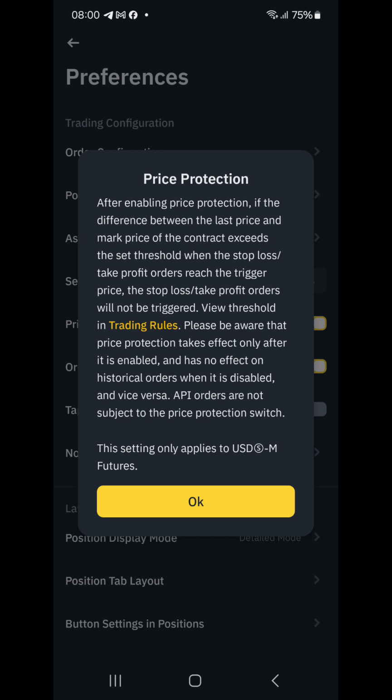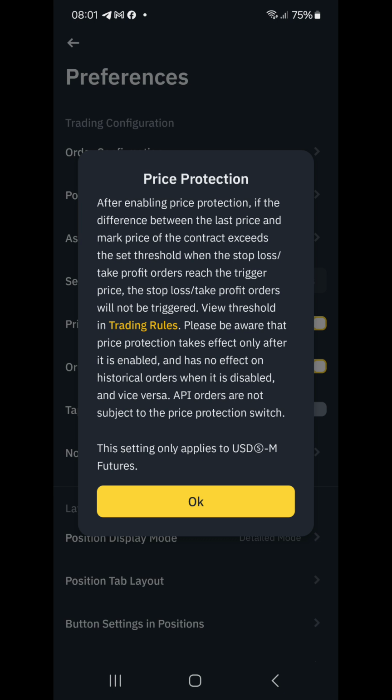Last price, this is the most recent transaction in the futures market. It reflects the current price that traders are transacting at on Binance futures, right? Now, mark price. This is an estimated fair value of the asset based on multiple factors, right? Including the spot index price and market conditions, right? Spot index price and then market conditions.